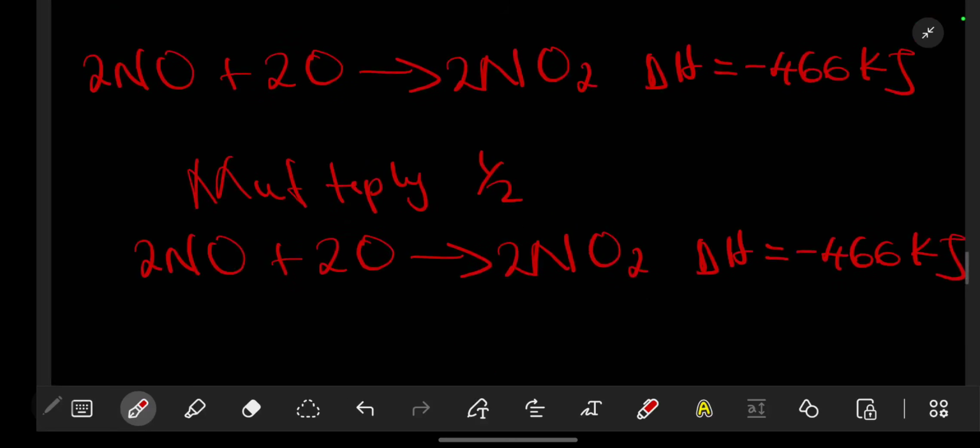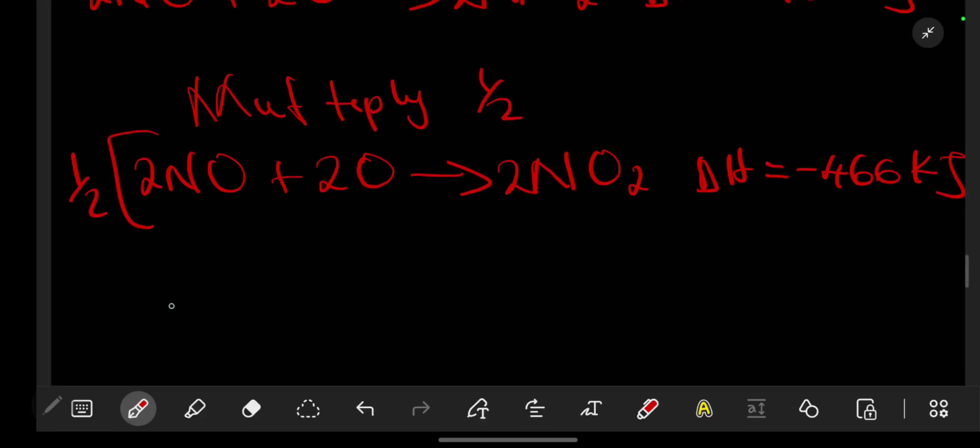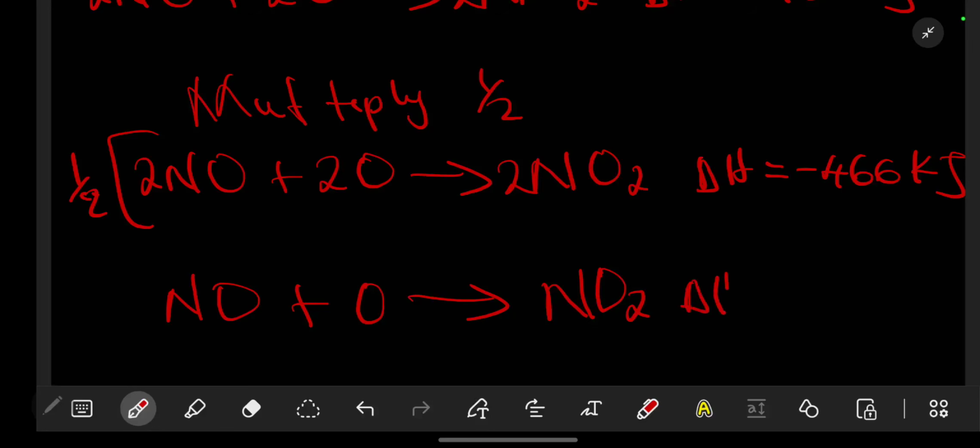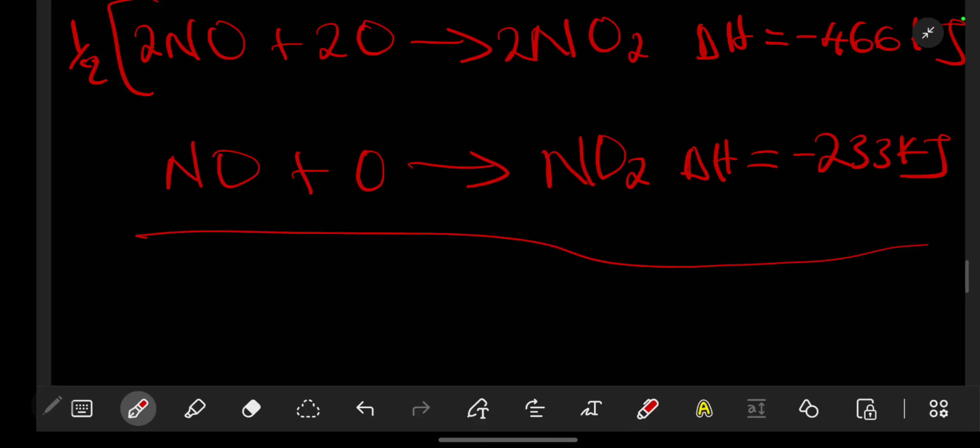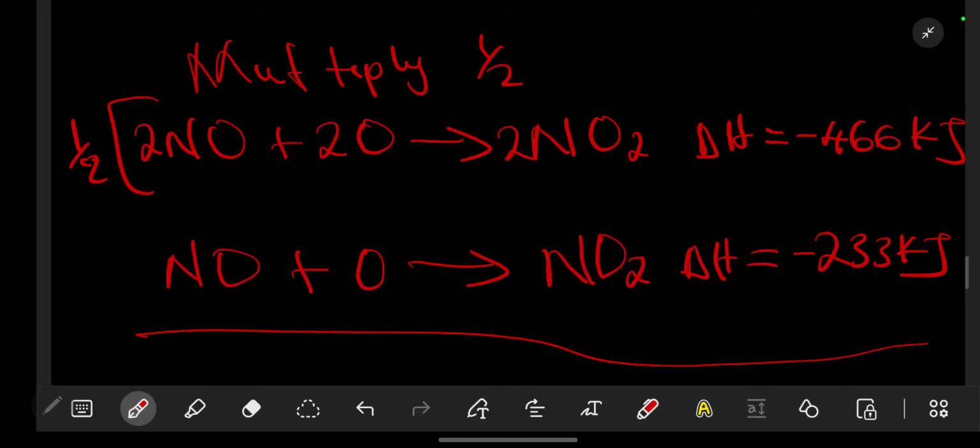So we are going to have our half multiplies everything. Half by this will give you just NO. Half by this, it will give you O. Then half by this 2, it will give you NO2. The change in enthalpy will be equal to, even half by 466, it is going to give us a value of negative 233 kilojoules like that. So this is how we answer that problem.